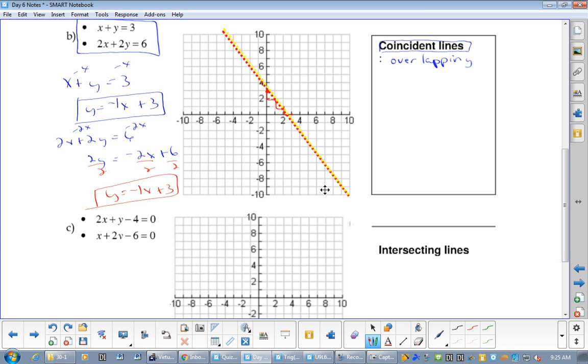Okay, so this is what we call... Ooh, I don't want that. I do not want that. Do not do a screen capture. This is called infinite solutions.